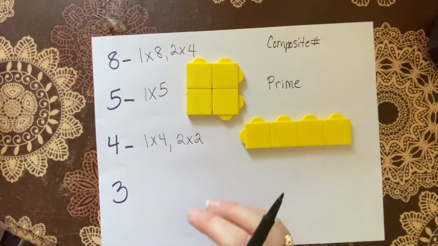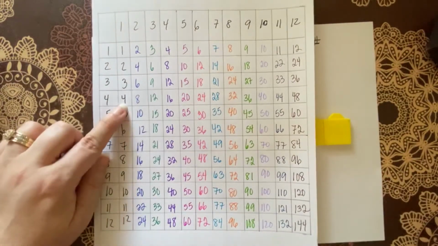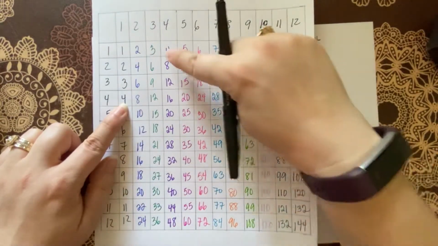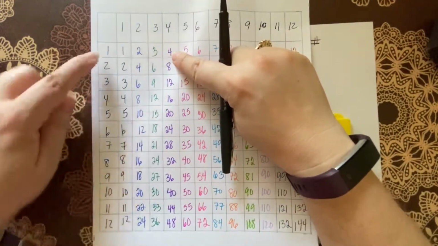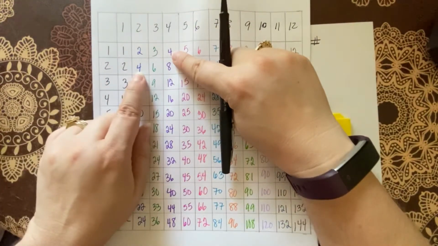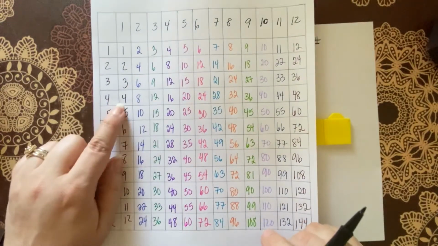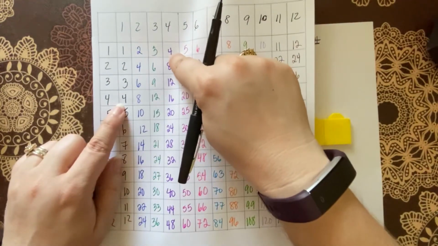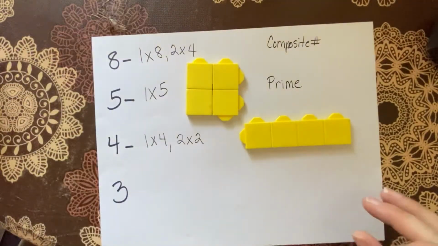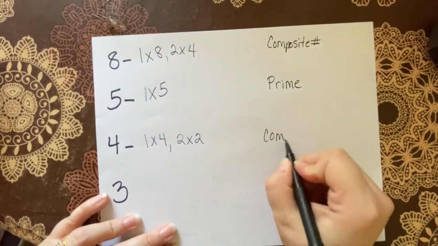So let's double check. I see a 4 here, which is my 4 times 1. I see a 4 here, which is my 1 times 4. And I see a 4 here, which is 2 times 2. Now remember, 1 times 4 and 4 times 1 is considered the same factor pair. So that tells me that 4 is a composite number.